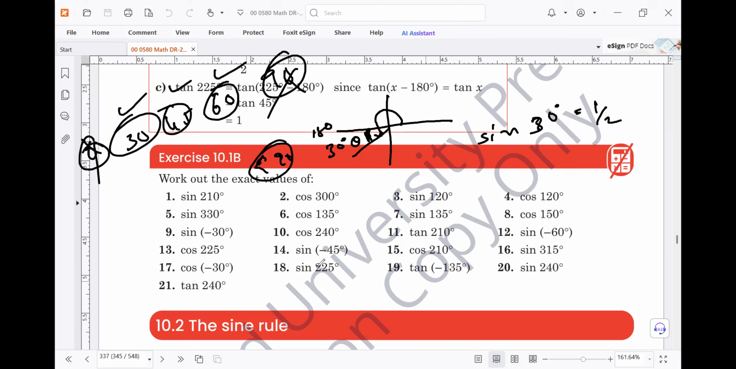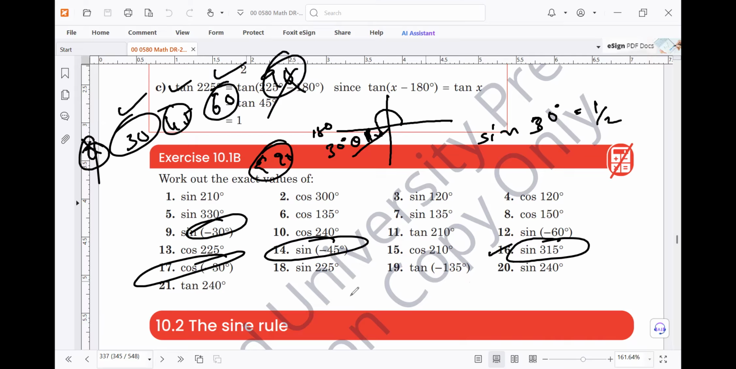And what if it was something about 270 in the fourth quadrant? Tell me where it is. 315. Not here, but what if they ask 315? Which quadrant is it in, the fourth one? This is the fourth quadrant, this is the fourth quadrant, this is the fourth quadrant. How many do you need, fourth quadrant? This is the fourth quadrant.